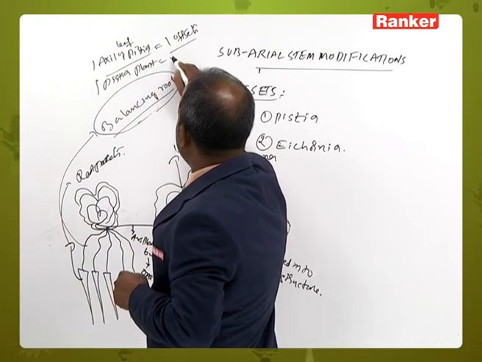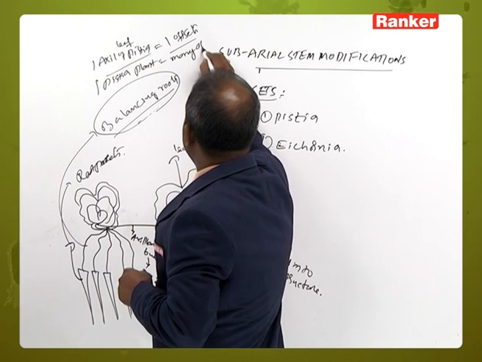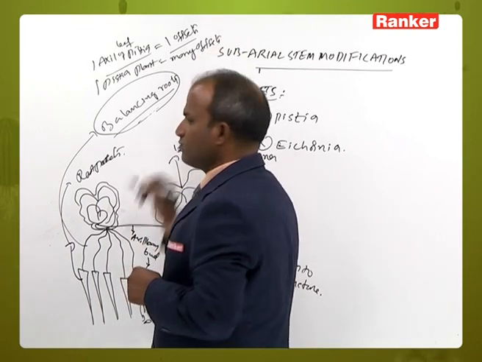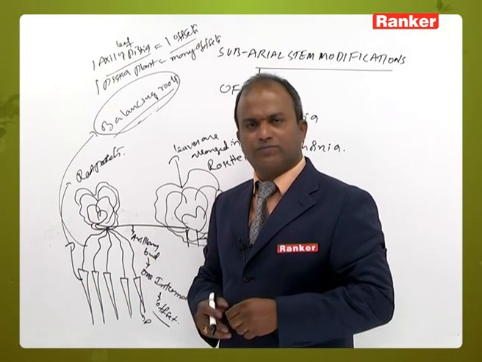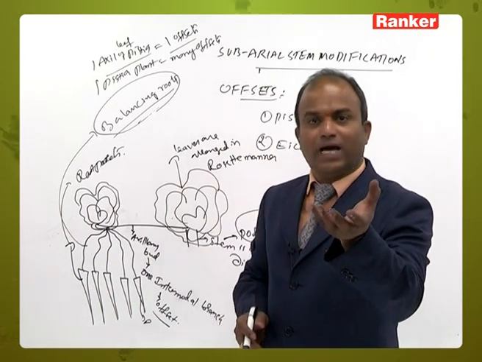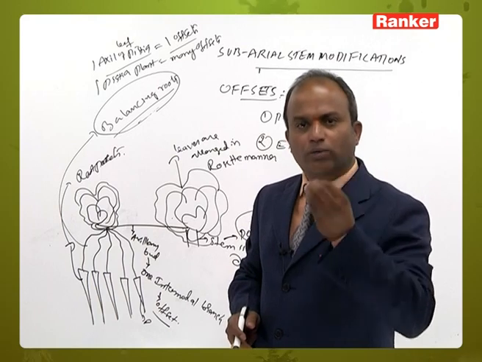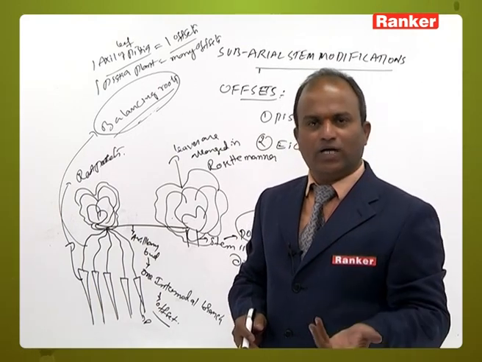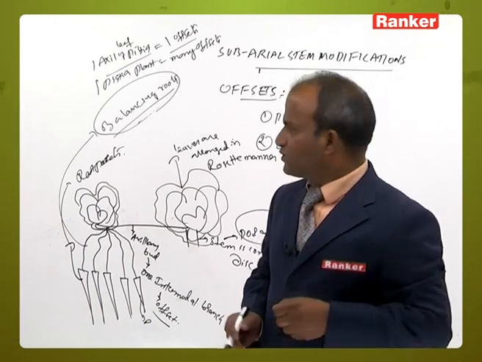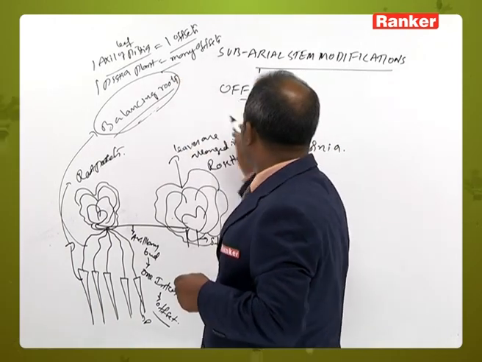But whereas one Pistia plant is equal to many offsets, no? Is equal to which one? Many offsets. Why? Because Pistia shows a numerous number of leaves. That means it shows numerous axils, that means numerous axillary buds, that means numerous one-internodal branches. That is nothing but offsets, no? So this is about Pistia.